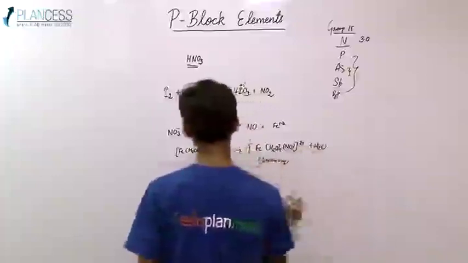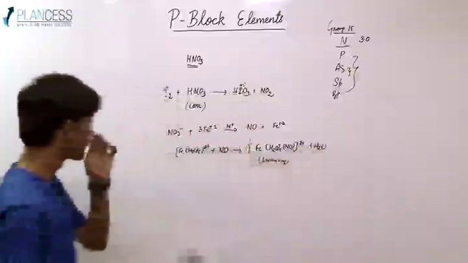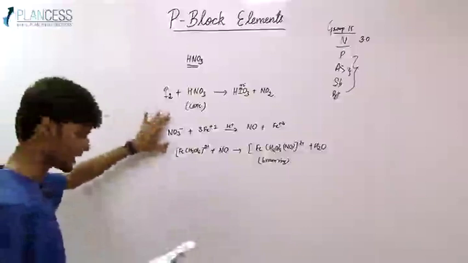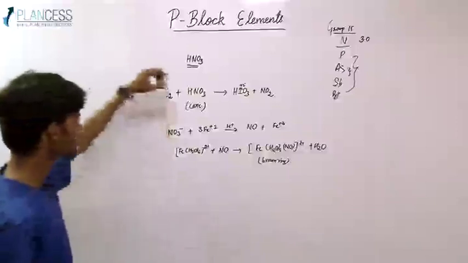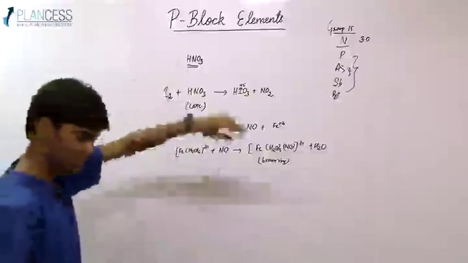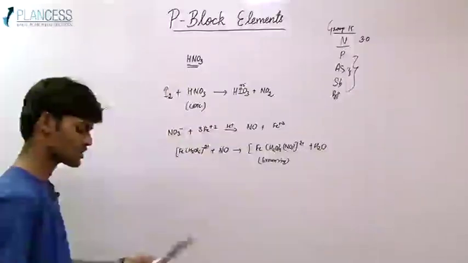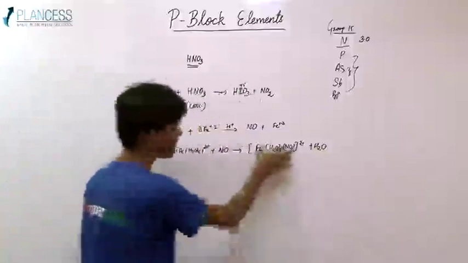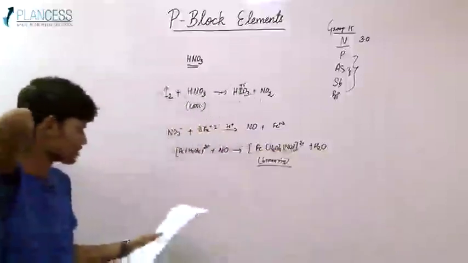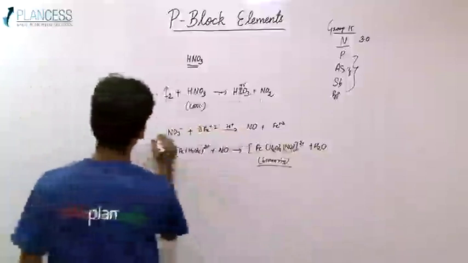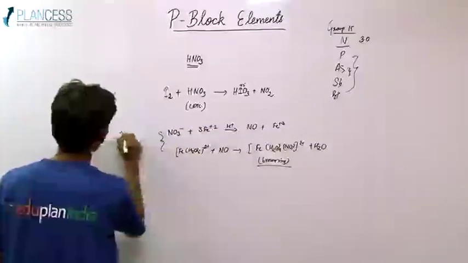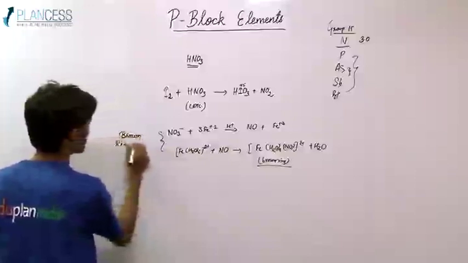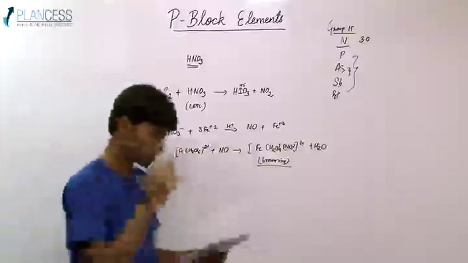test. The test is usually carried out by adding dilute ferrous sulfate solution to the aqueous solution containing nitrate ion, and then carefully adding concentrated H2SO4 along the side of the test tube. A brown ring is formed at the interface, and the brown ring is of [Fe(H2O)5NO]2+. So this is popularly known as the brown ring test. Very popular test.